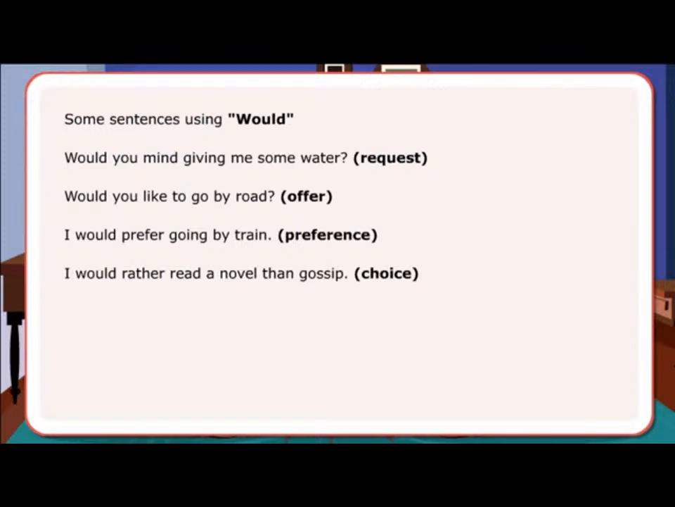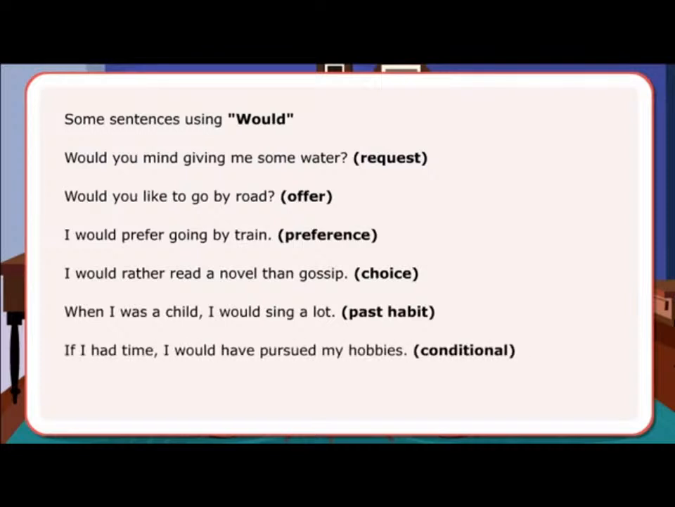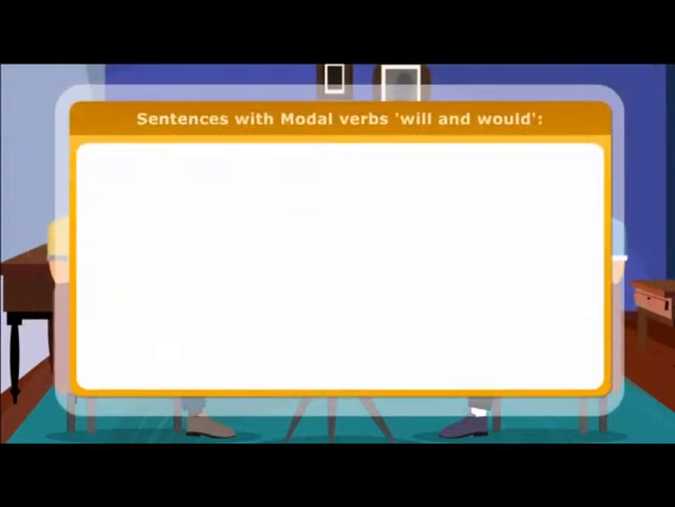When I was a child, I would sing a lot. Past habit. If I had time, I would have pursued my hobbies. Conditional. Father said that he would be home early today. Reported speech.